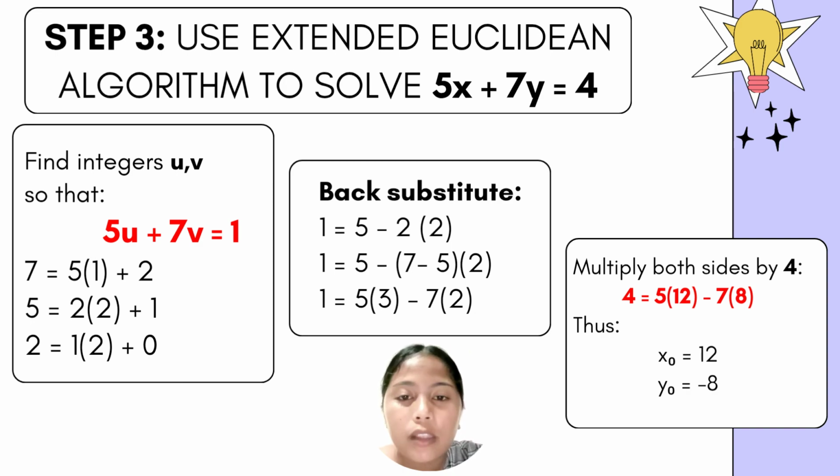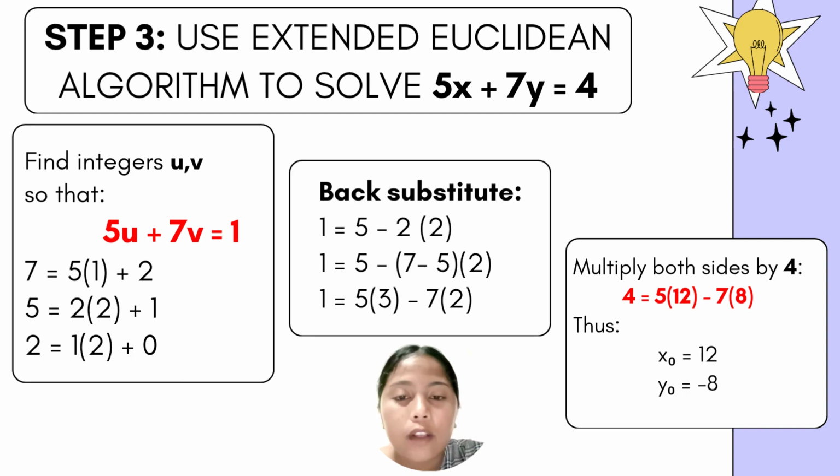And then we need to do the back substitution. In back substitution, 1 is equal to 5 minus 2 times 2, where 2 times 2 is 4, and then 5 minus 4 is equal to 1. Then 2 is 7 minus 5, so 5 minus 2 times 2 becomes 5 minus 4, which is equal to 1.